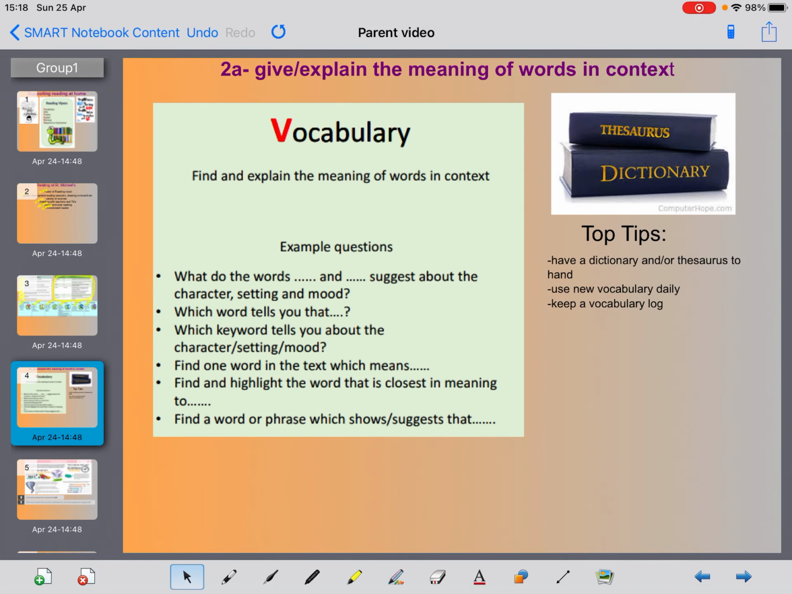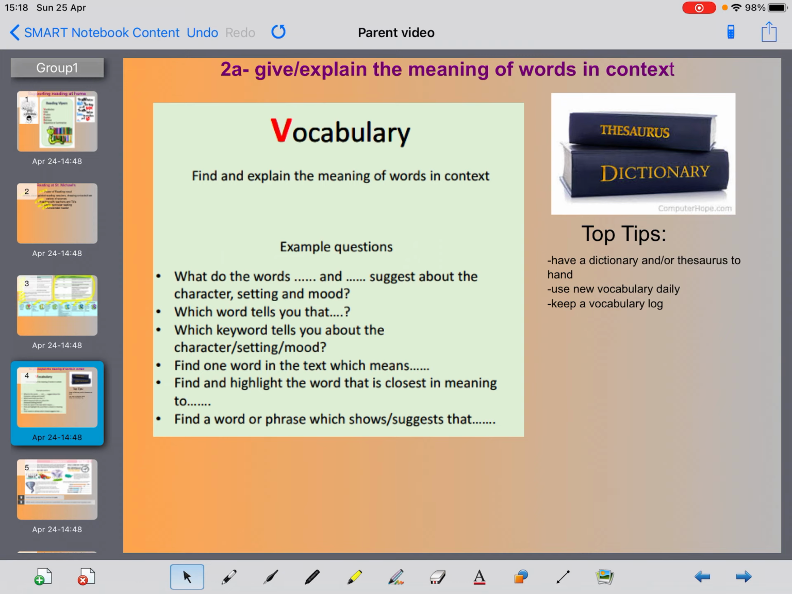I'm going to go through the different domains, give some top tips, and give examples of questions that you can use at home to help your child achieve these domains, as well as give you an example of a text and questions that they might come across so that you can see the wording that is used as well. The first domain, give and explain the meaning of words in context.